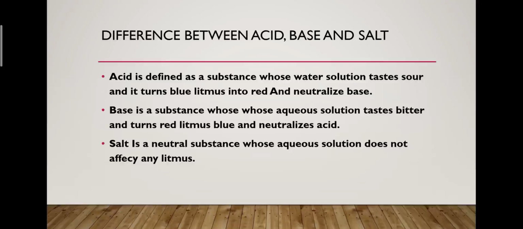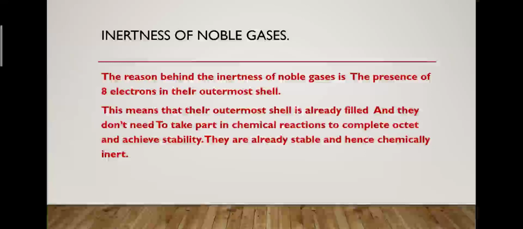So this is the basic difference in one line between acid, base and salt. An acid is defined as a substance whose water solution tastes sour, turns blue litmus into red, and neutralizes a base. Bases turn red litmus into blue and neutralize acid. Salt is a neutral substance and it does not affect any of the litmus paper.